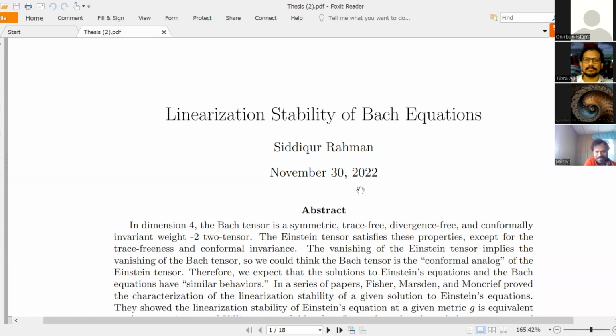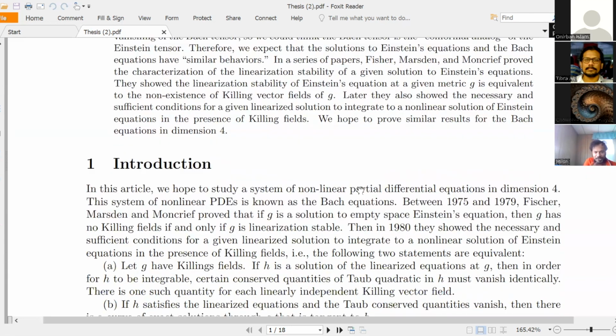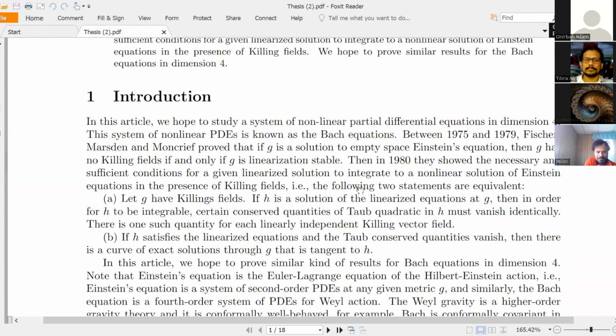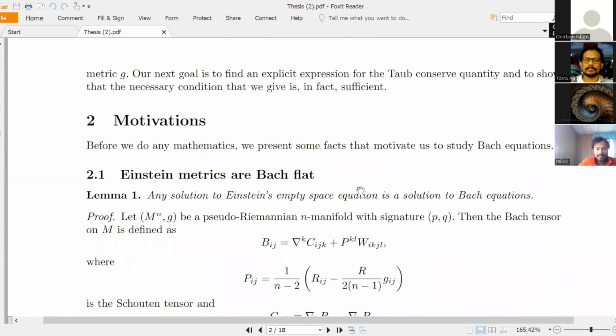Anyway, this is my plan. Before we go further, any question? Okay, cool. So enough abstract and introduction. I talk about what other people did. Yeah, here's a setup.